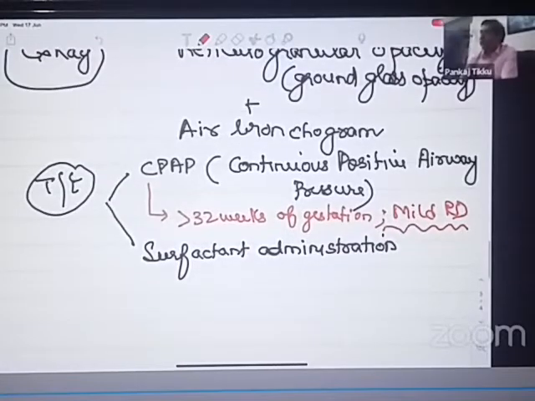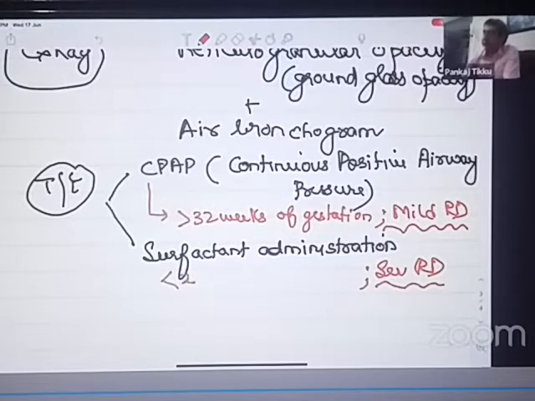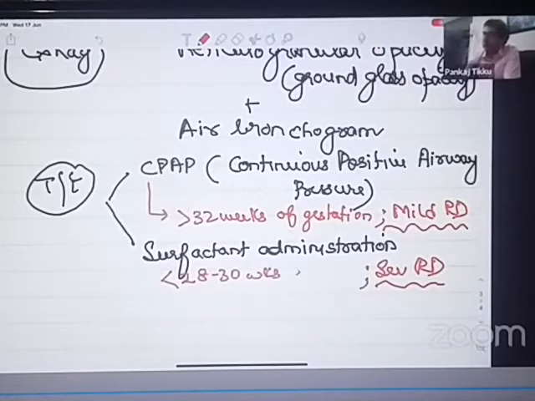On the other hand, in children who have very severe respiratory distress, or when the child is less than 28 to 30 weeks of gestation, surfactant administration is more helpful. This condition is because of surfactant deficiency. So it is better to directly administer the surfactant into the lungs so that it gets evenly distributed in the alveoli, and this prevents the alveoli from collapsing.